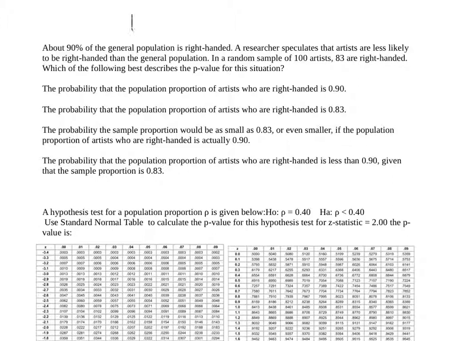So let's write that down. The null hypothesis here is that p equals 0.90. Now our sample, our p hat, is 83 divided by 100. You see where I'm getting that? A random sample of 100 artists, 83 are right-handed, so 83 right-handed out of 100. That's basically what's been told to us. This is the null hypothesis, and this is what we received.